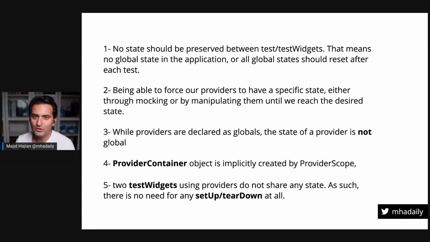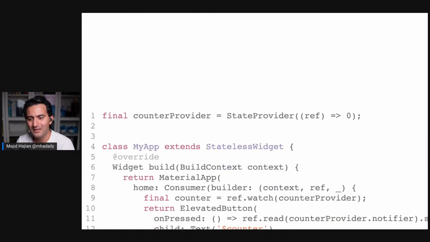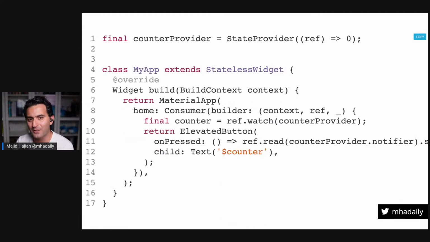So in this case, the test widgets that you're going to write don't need any teardown and setup. Let's take a look at that. Let's imagine we're going to have a state provider. We talked about it so far. And we're going to just have an elevated button, onPressed, read, and then click and change the state. So far, so good.